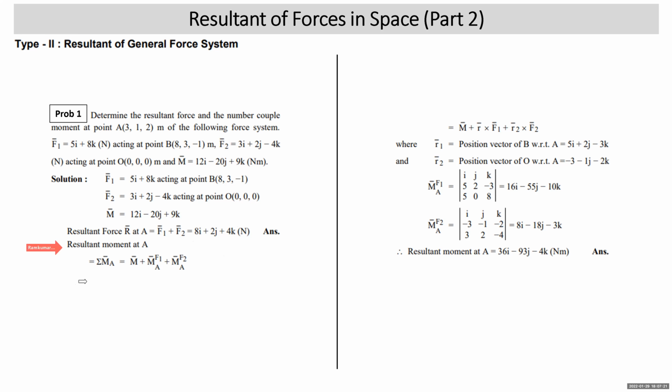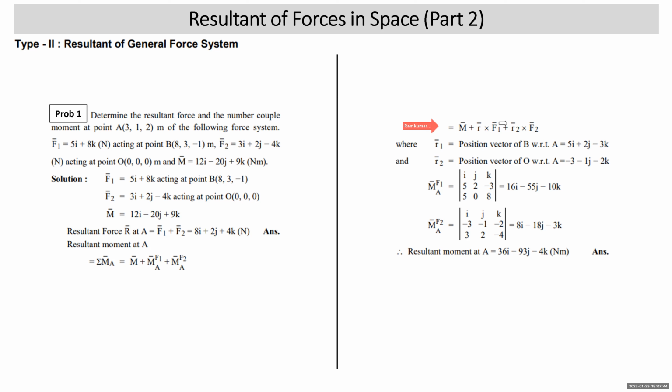The second answer will be what? Resultant moment at A. Resultant moment at A means sigma MA. Sigma MA means moment of F1 about A plus moment of F2 about A plus M bar. Moment M is an external moment, nothing is to be done; it is simply to be added to the sigma MA part. All right. Now we'll find first. M bar will remain as it is. Moment of F1 about A means r1 cross F1.